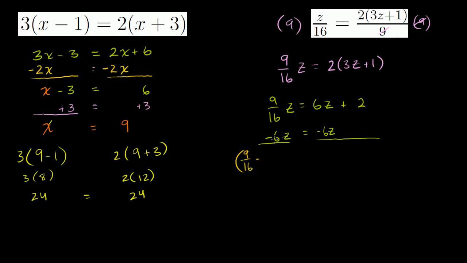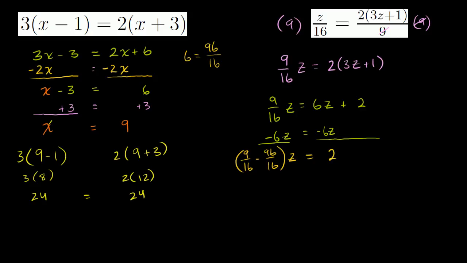What is 6 if I have 16 as a denominator? 6 is equal to what over 16? Let me think about it. 6 times 16 is 96, so 6 is equal to 96 over 16. So it's 9 minus 96 over 16z. I just rewrote minus 6 here, is equal to, these two cancel out. That's why I subtracted 6z in the first place. So it's going to equal 2.